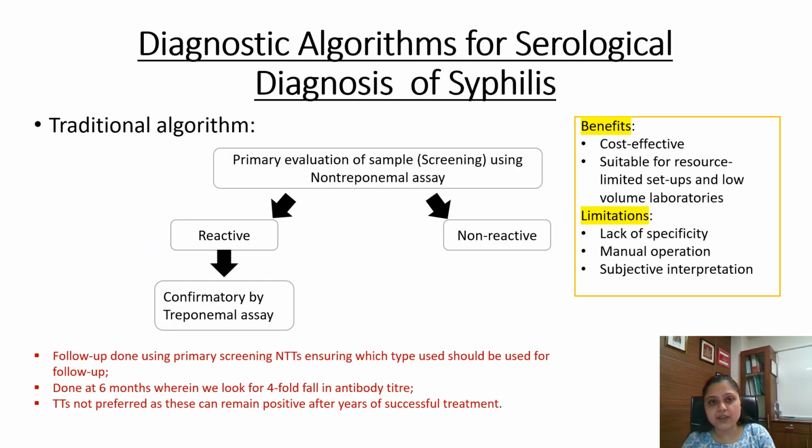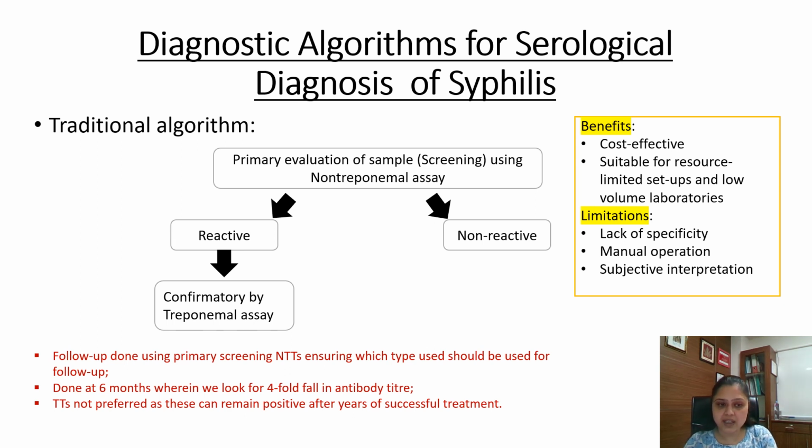So, coming to the diagnostic algorithm for the serological diagnosis of syphilis, there are two algorithms. Firstly, the traditional algorithm and the reverse algorithm. So, coming to the traditional algorithm. In this algorithm, we are going to do the primary evaluation of the sample, or what we call a screening, using a non-treponemal test as discussed, VDRL or RPR. In case it is found reactive, then we need to confirm by using the treponemal assay. However, in case it is non-reactive, then no further thing has to be done.